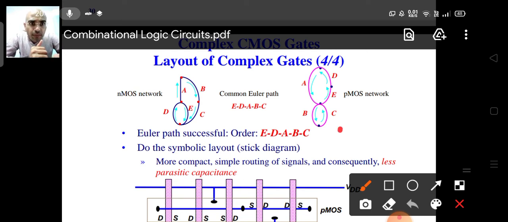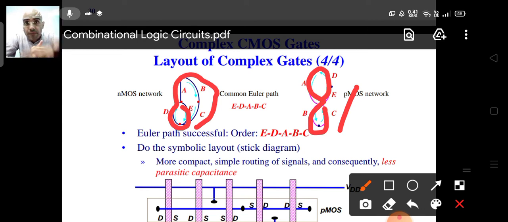So let's try it from E. E, then D, then A, then B, and then C. You see E, D, A, B, C. So this is E, D, A, and then B and C. The previous path which I tried to form is not a common path, so I cannot form that.